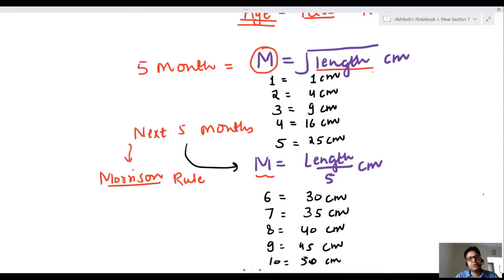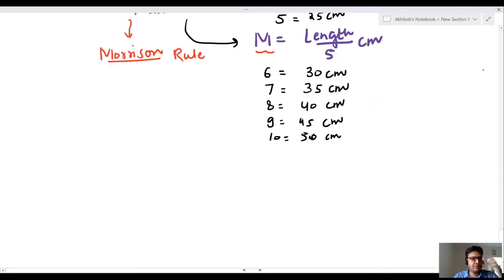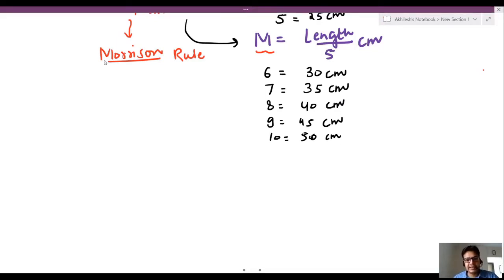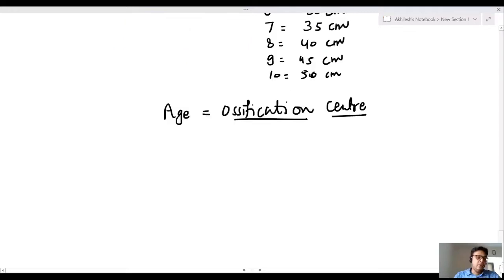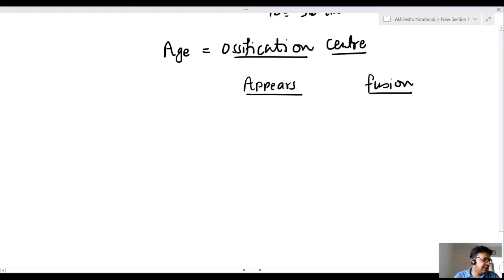Next 5 month rule is also known as Morrison rule. This is very simple. Now, for deciding age in adults, we also use ossification centers for age. First we'll see the appearance of the ossification center, then we'll see fusion.